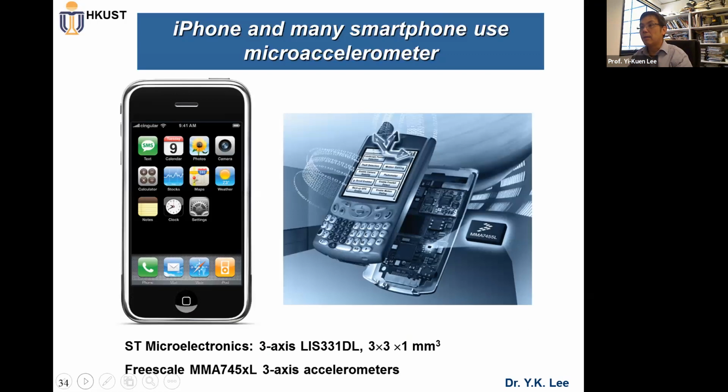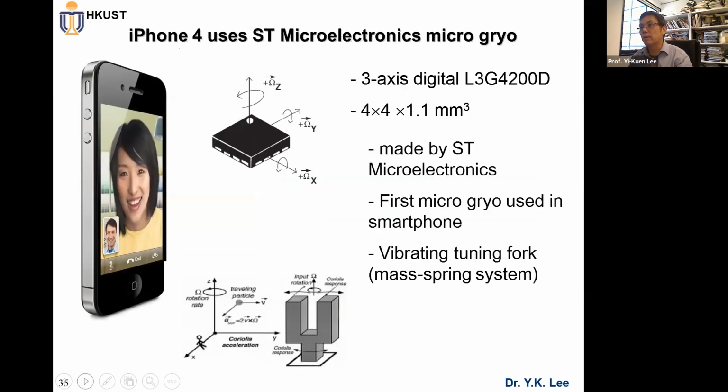Okay, and of course, again, as I show you, now all of you have a smartphone, and all smartphones have this kind of MEMS accelerometer, right? A 3-axis MEMS accelerometer and also a gyroscope, right? After the iPhone 4, there is not only a MEMS accelerometer, but also a MEMS gyroscope. And the gyroscope is basically another quite important sensor, right?